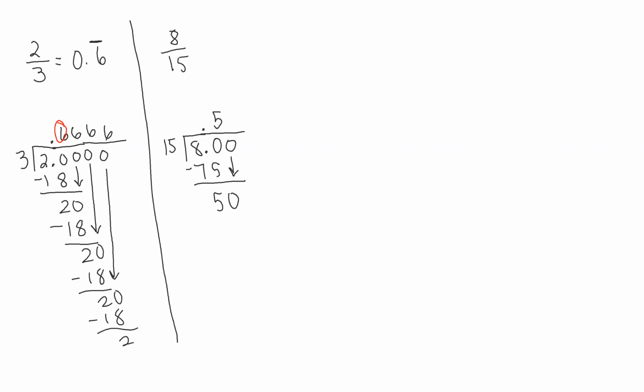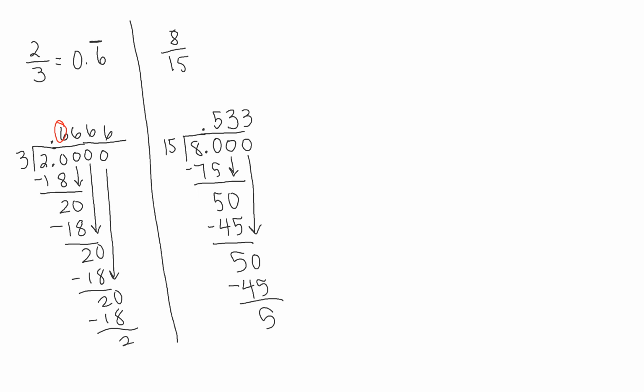Drop down a 0. Let's see here. Well, 15 times 3 is 45, so that's as close to 50 as I can get. So 15 into 50 is 3. 3 times 15 is 45. And there's that 5 again. Let's divide out one more time just to see what happens. Well, 15 into 50 is still 3. 3 times 15 is still 45, and there's that 5 remainder again.